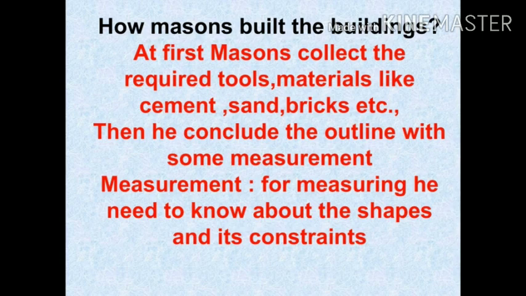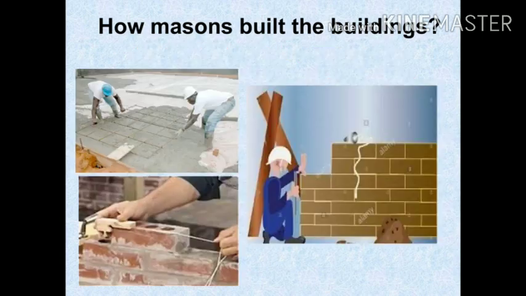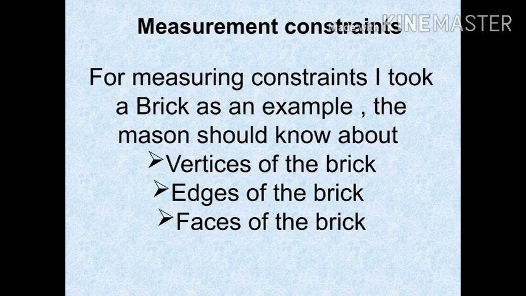So in this picture, I referred, in the first picture some people are collecting materials like steel for the next process. In the second and third pictures, masons are measuring the brick with tape. So measurement is the important thing while constructing the building. For measuring constraints, I took a brick as an example. The mason should know about 3 constraints. What are they? Vertices, edges and faces.